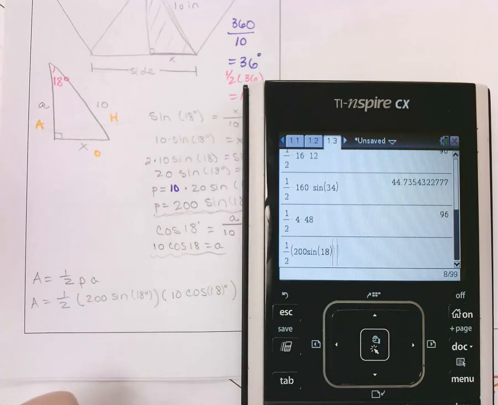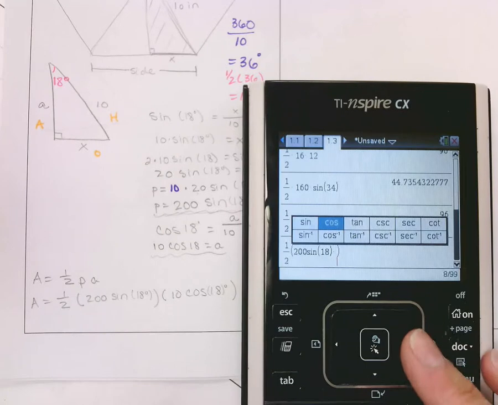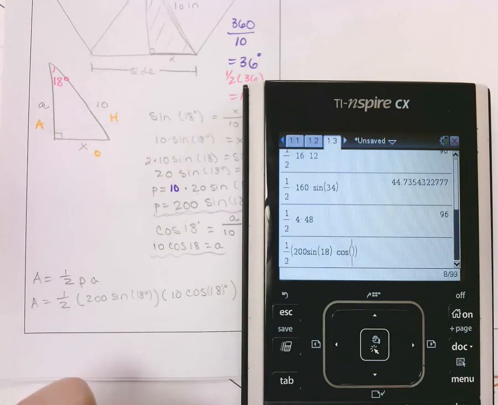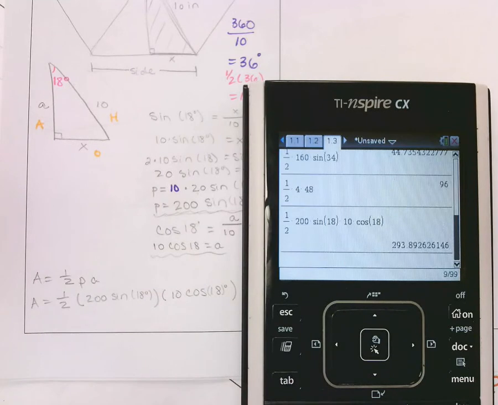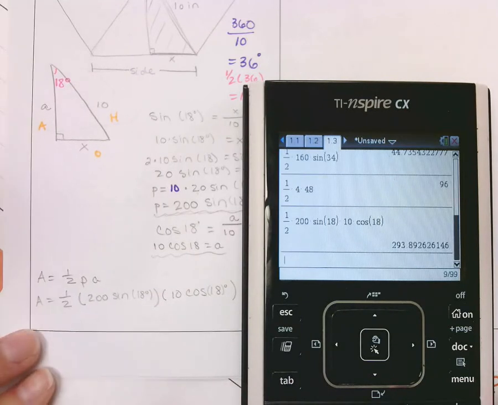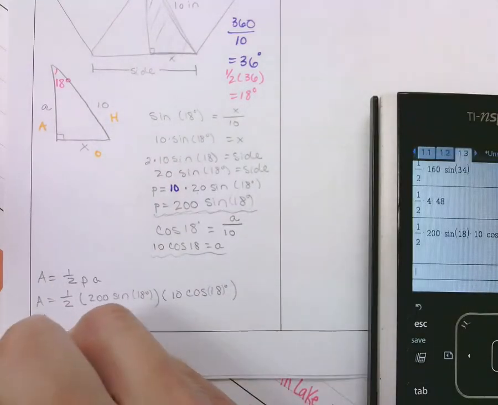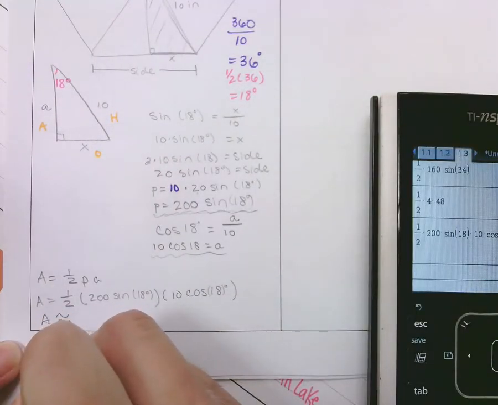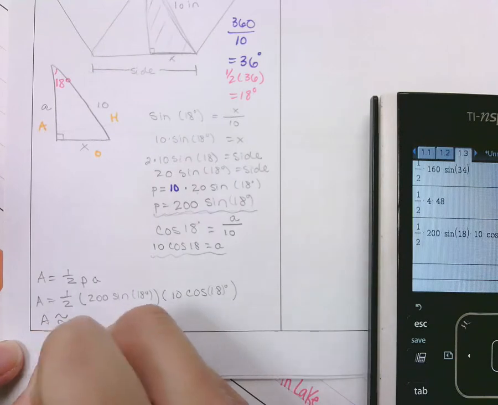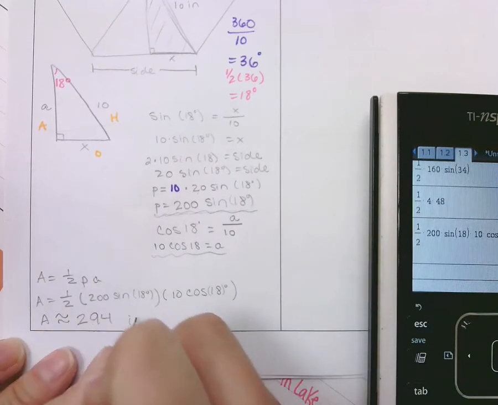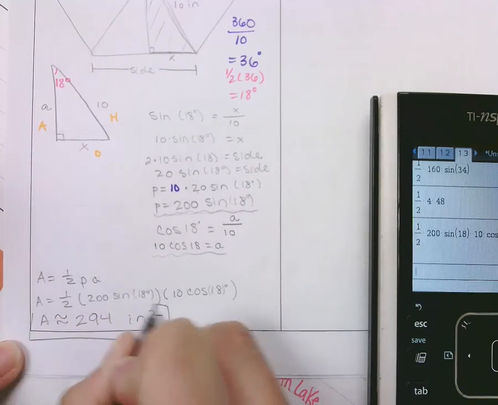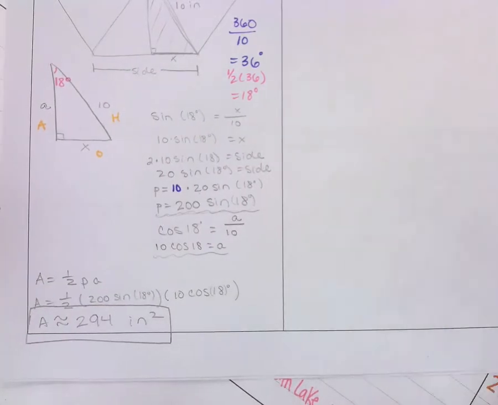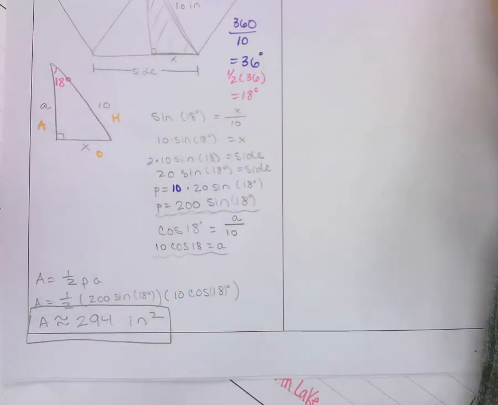Okay, now I got an answer. I got 293.9. 293.89 is correct. I rounded and I was super close, but now I know not to round. It says to the nearest square inch, so you're going to do 294 square inches. I feel so accomplished.